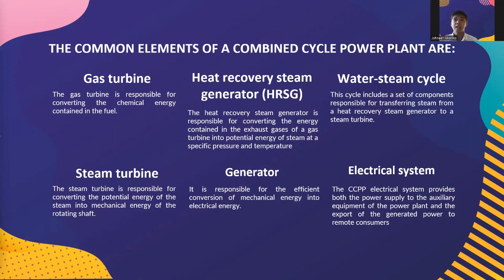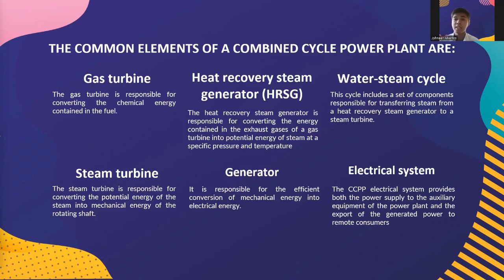Then kaya gumagamit ang combined cycle power plant ng steam turbine at gas turbine is because it is used to produce up to 50% more electricity from the same fuel than a traditional simple cycle plant. The waste heat from the gas turbine is routed to the nearby steam turbine which generates extra power.